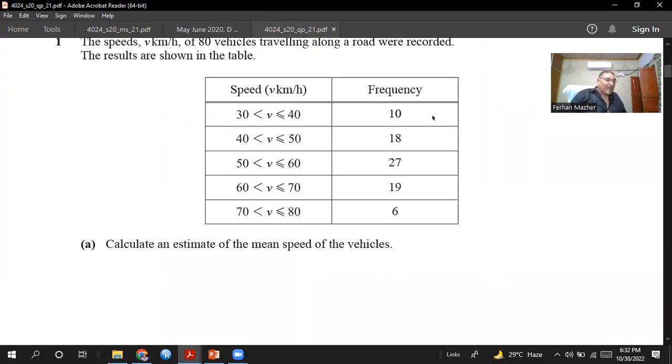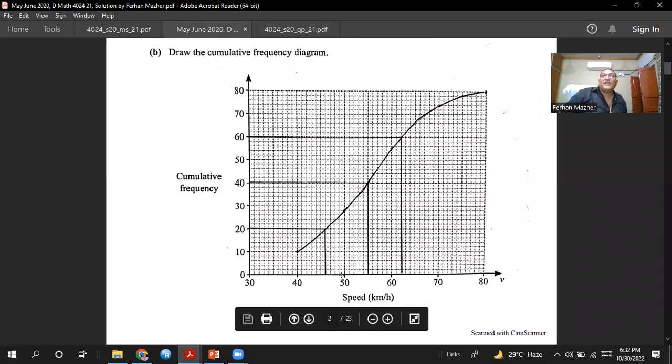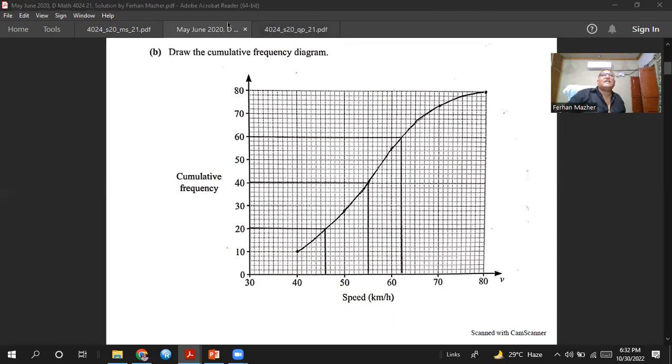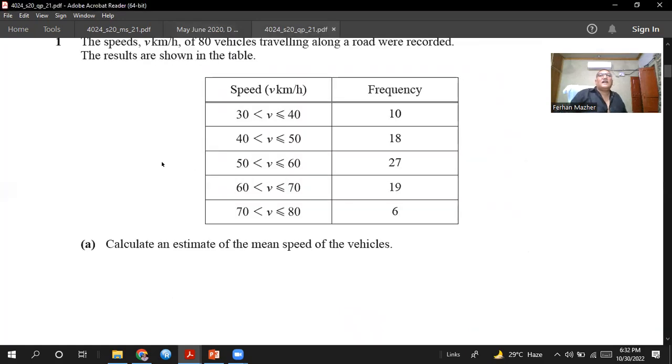And here we go. You add 10 and 18. So 10 plus 18 is 28. So at 50, I will put a dot of 28. Then I will add up the next frequency, which is 27. To 28, I add 27, so I get 55.